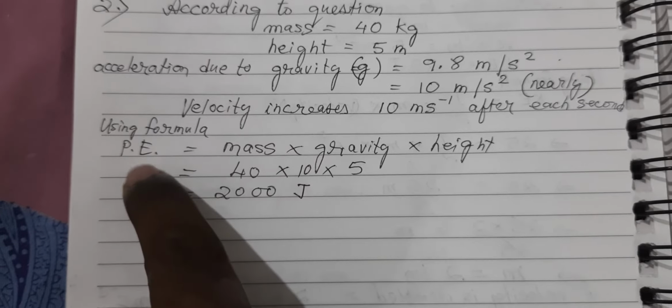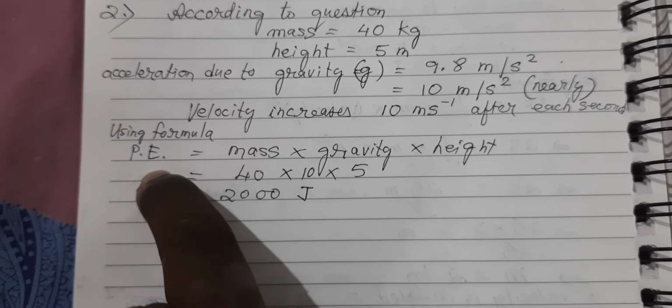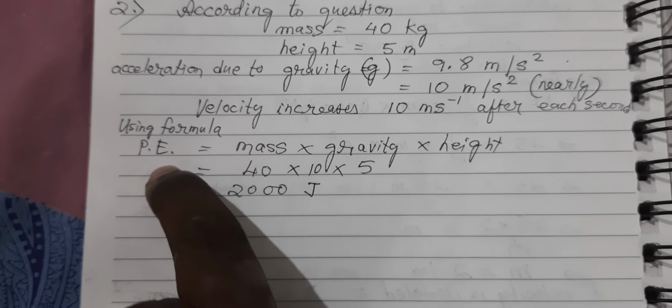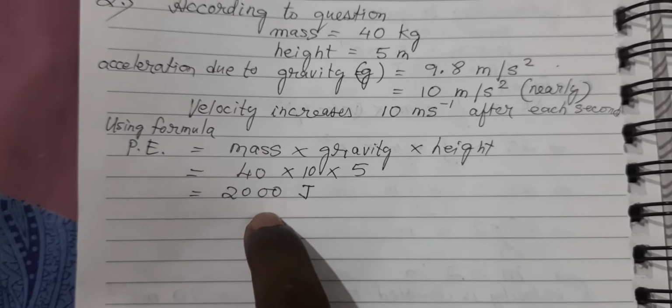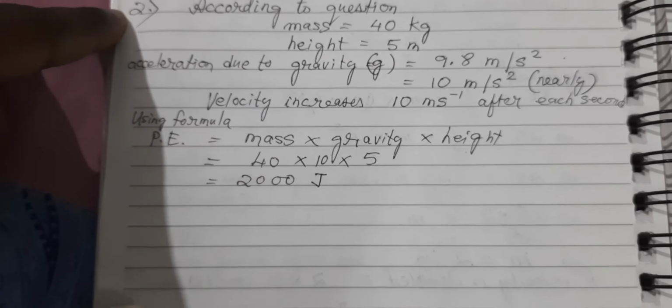So the answer of how much potential energy is built on that body when it is raised at a height of 5 meter is 2000 joules of energy built up on the body.